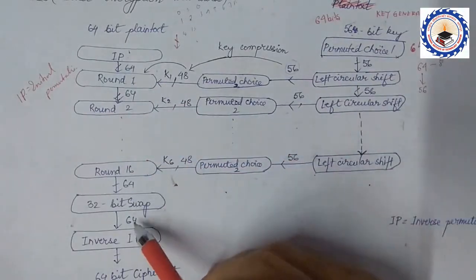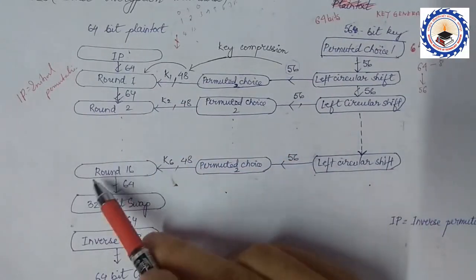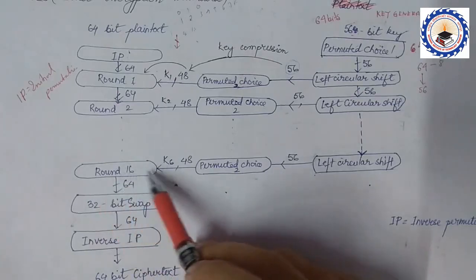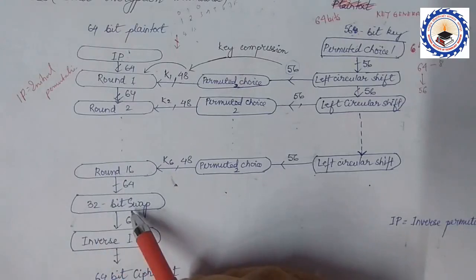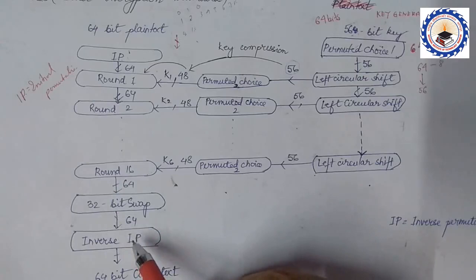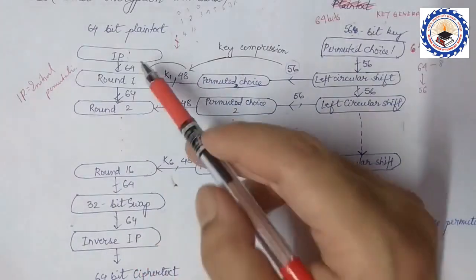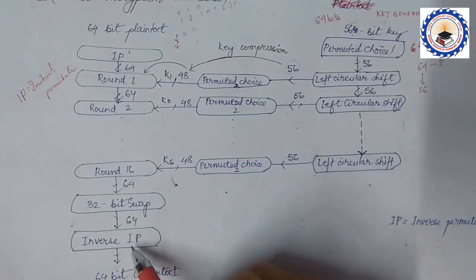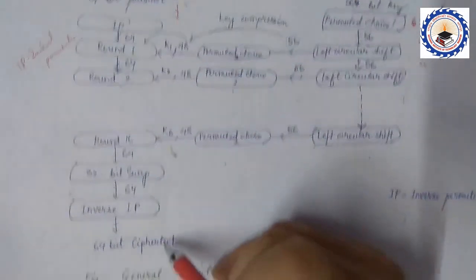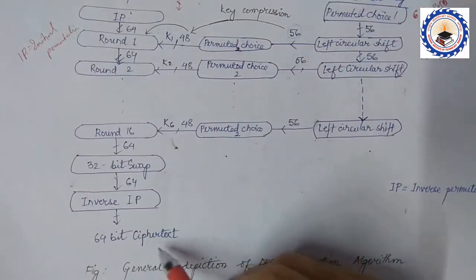At last, we have 32 bits at the left hand side and 32 bits at the right hand side, and we know that we interchange them. We swap them and then we get this 64-bit pattern. Since we have done the initial permutation at the first, we have to perform the inverse of that initial permutation, and that particular result will be the 64-bit ciphertext.